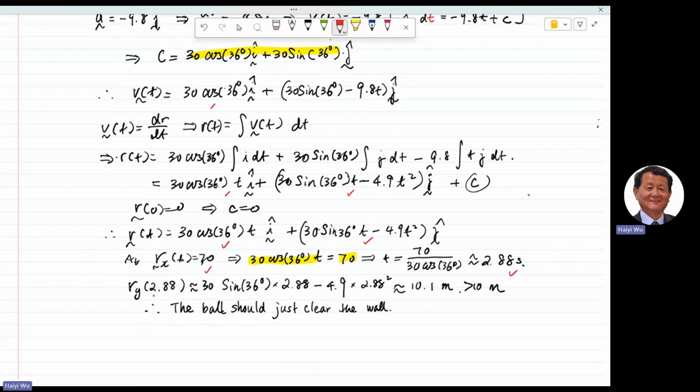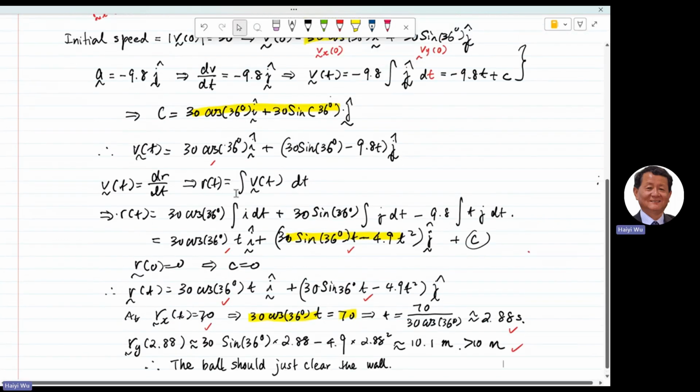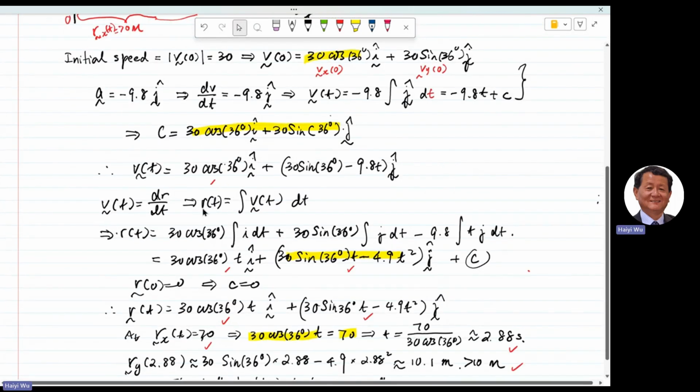Now we work out the vertical component of the position vector. The vertical component we call y. Substitute 2.88 into the vertical component, so we plug 2.88 into the function. We get 10.1 meters. That's just above 10 meters. Therefore, the ball should clear the wall, so it will not hit that wall or go below it. That's it. We solved that projectile motion by using two different components of the position vector.